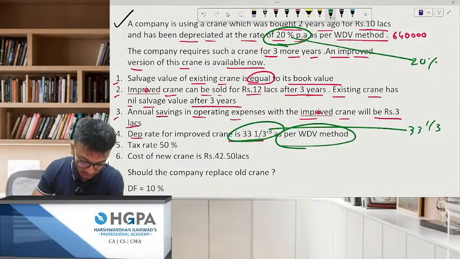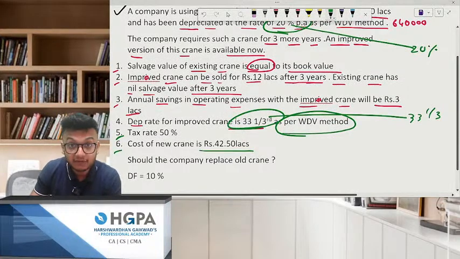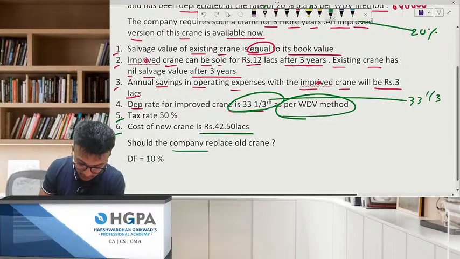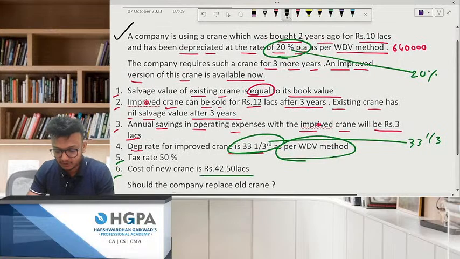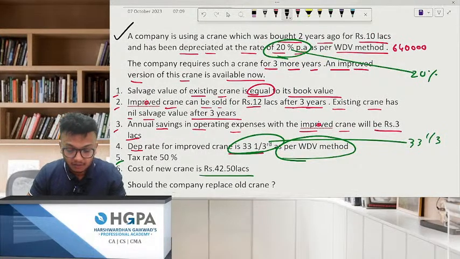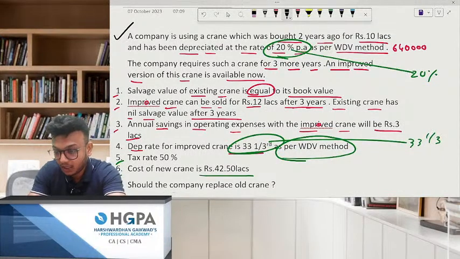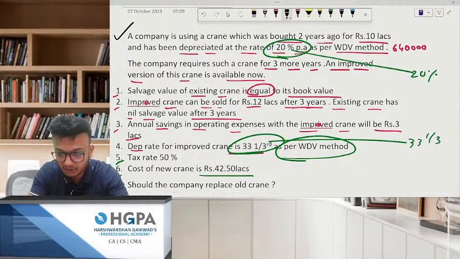Okay. Tax rate is 50%. The cost of new crane is 42,50,000. Should the company replace the old crane? Discounting factor 10%. I don't know whether you will be able to solve this or not, but still, you can give it a shot. One trick I'll tell you. You only solve this question, but I'll show you one thing which might help you in your solvings.